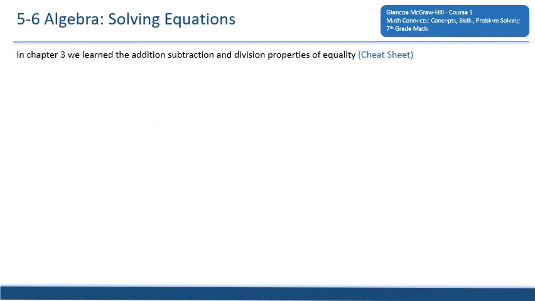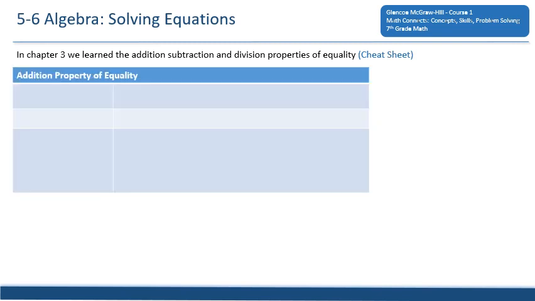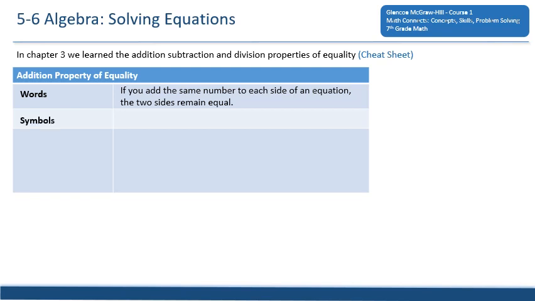In Chapter 3, we learned the addition, subtraction, and division properties of equality. So, the addition property of equality in words: if you add the same number to each side of an equation, the two sides remain equal. In symbols, if A equals B, then A plus C equals B plus C. What that means is if the two sides are equal and I add C to each side, both sides are still equal.